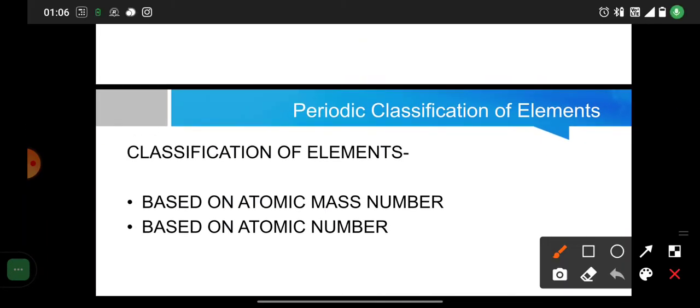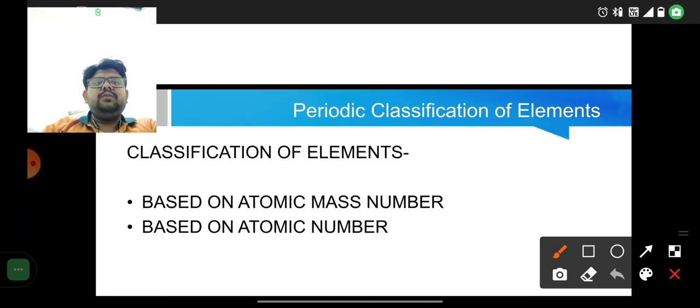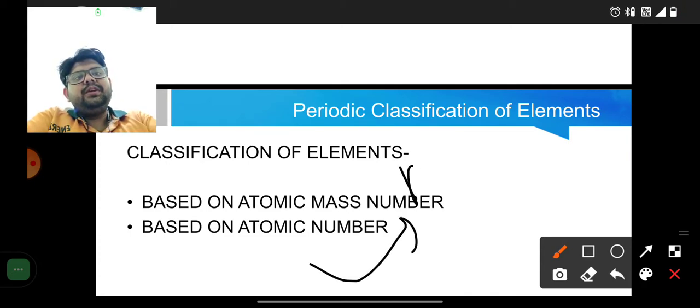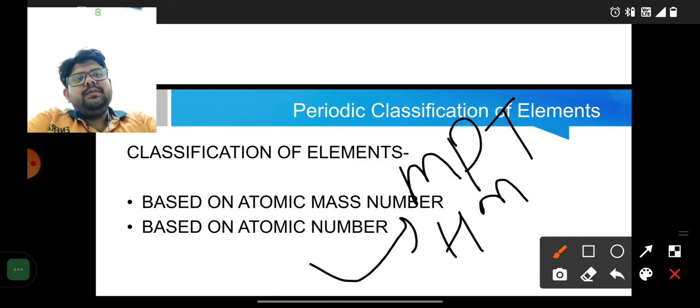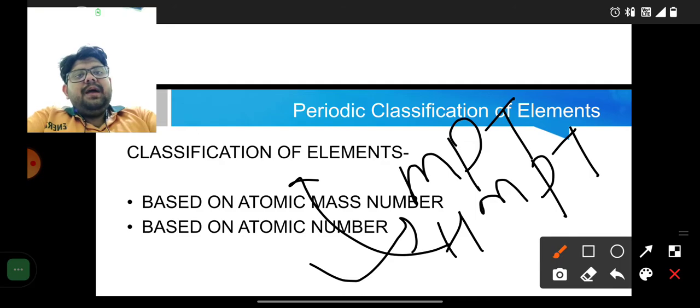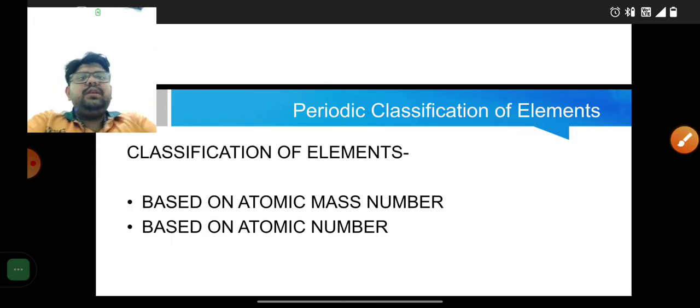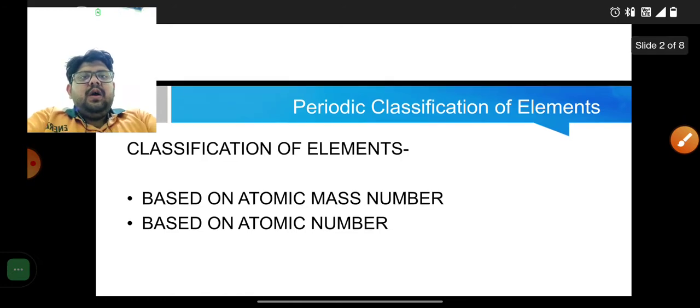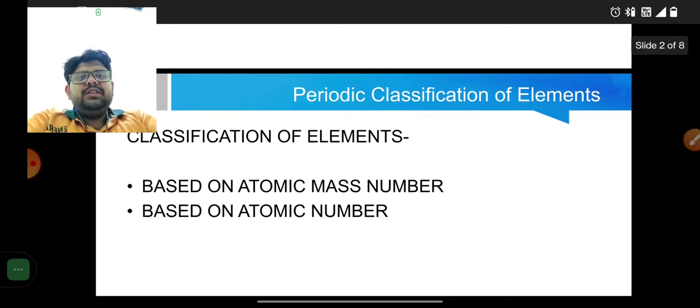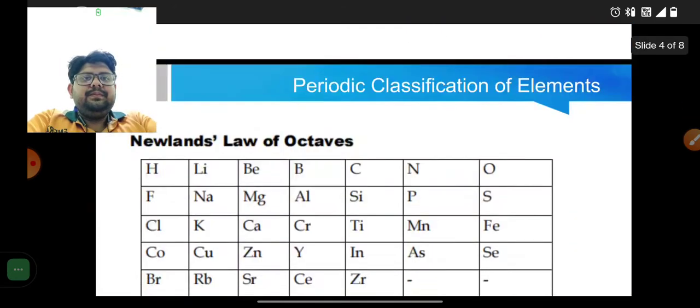And the classification of elements based on increasing atomic number is also called the modern periodic table, MPT, or Henry Moseley's periodic table, because it was developed by the chemist Henry Moseley in the year 1913. I want to tell some points of the classification of elements based on increasing atomic number, that is the modern periodic table.